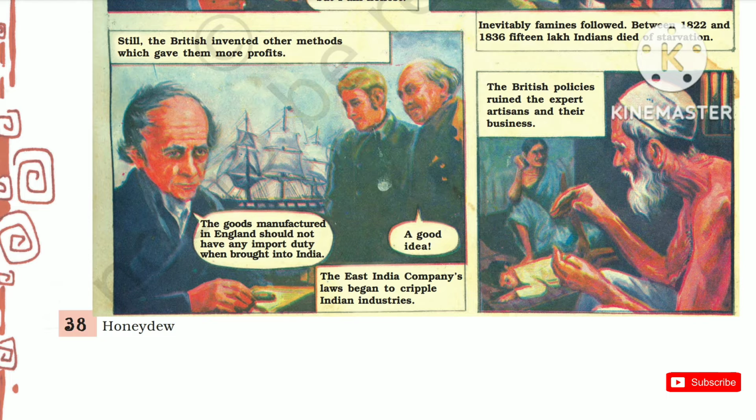Inevitably, famines followed. Between 1822 and 1836, 15 lakh Indians died of starvation. Still, the British invented other methods which gave them more profits.